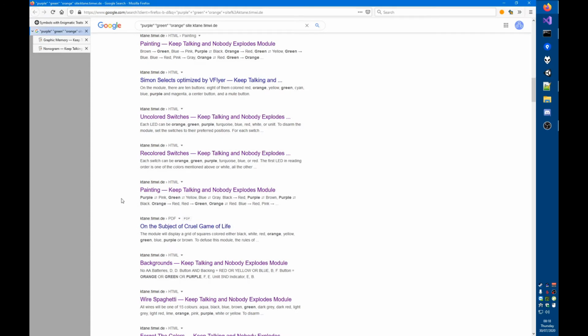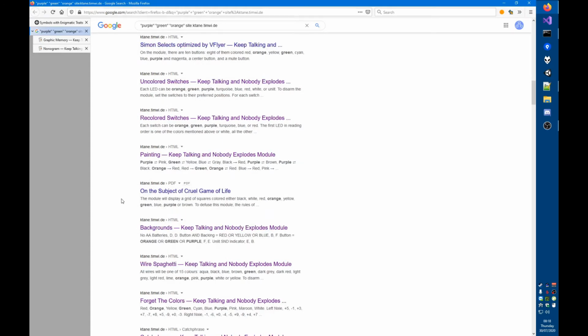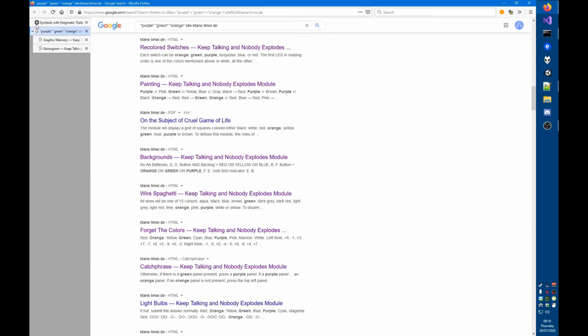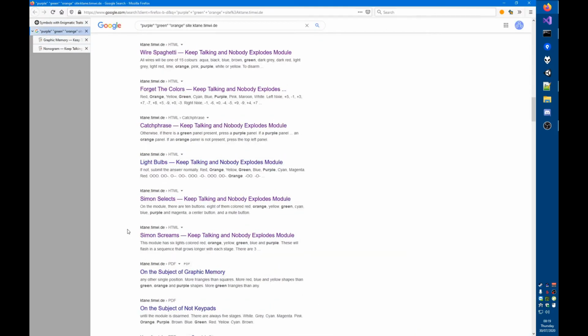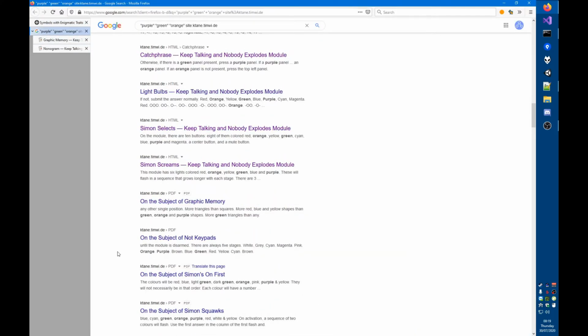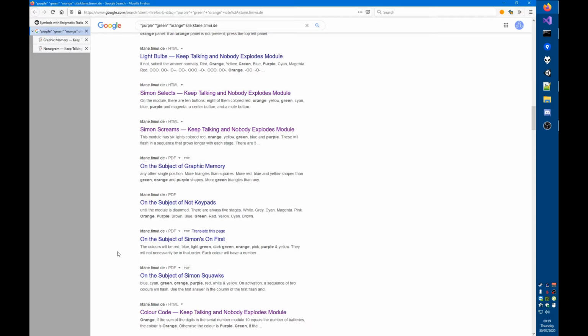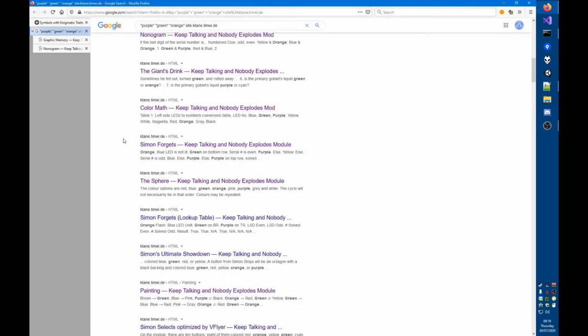Okay, so none of the modules, even the ones that I did find, feel like the flavor text hints at them. It takes two to make a thing go right. Alright, and this is where Google starts listing the PDFs, so I guess we're through.